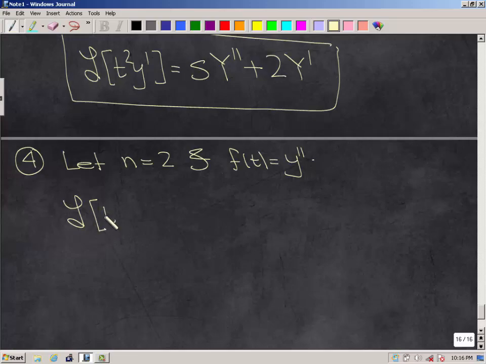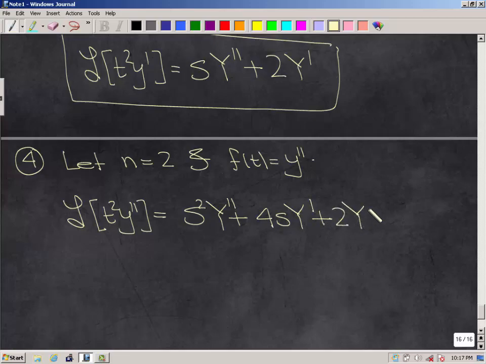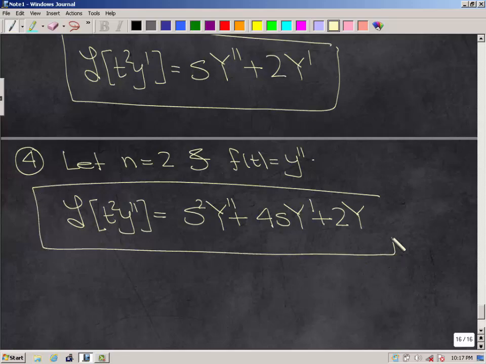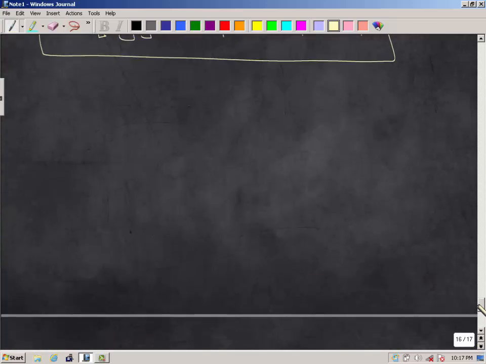So Laplace transform of t squared y double prime is equal to s squared times y double prime, plus 4s times big Y prime plus 2 times big Y. So that's what this is. You should practice to see if you can get that using n is equal to 2 and f of t is equal to y double prime. So now we did these special Laplace transforms. Let me just do 2 quick examples on this and we'll be done with this section.